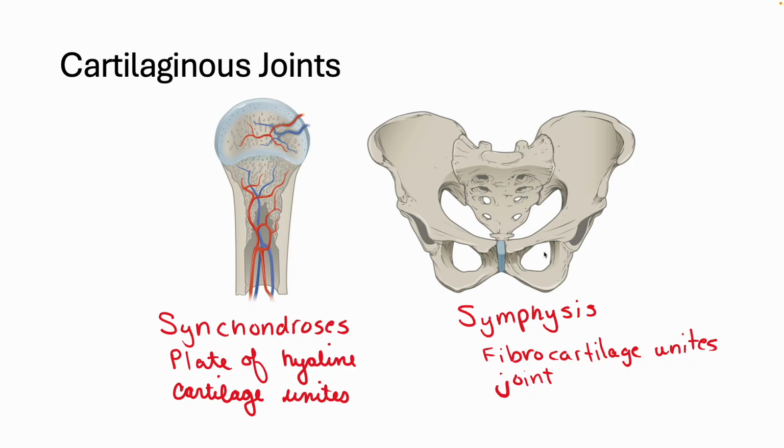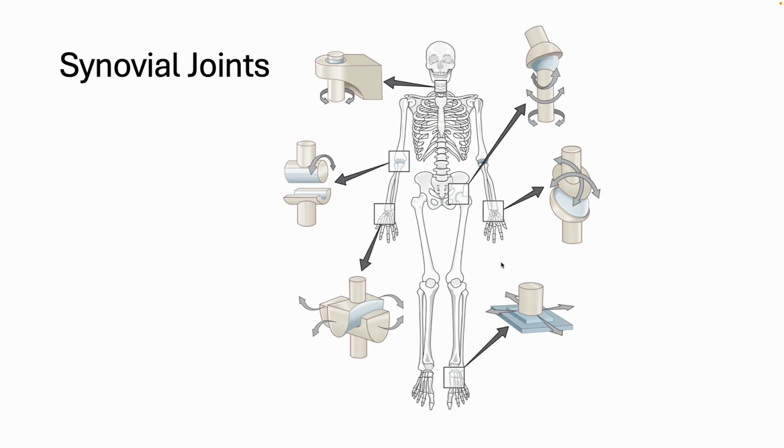Cartilaginous joints are either going to be synchondroses. These are going to be made up of plates of hyaline cartilage units. So these are what are essentially making up your epiphyseal plates of your long bones. While the symphysis is like the pubic symphysis, where the fibrocartilage is going to unite the joint, allowing for some movement. The synchondroses, those are essentially immovable, while the symphysis is slightly movable.